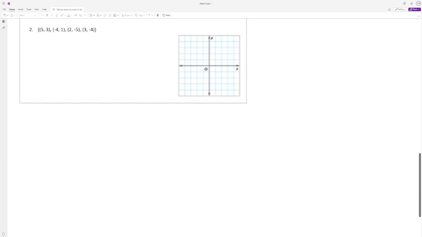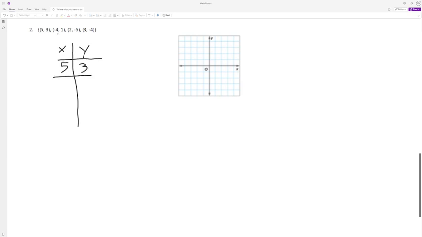Number 2, it's the same kind of problem. We've got 4 ordered pairs. We've got 5, 3, -4, 1, 2, -5, and 3, -4. So we're going to start by writing a table. X, Y. Our first ordered pair is 5, 3. So we're going to write 5, the X value in the X column, 3, the Y value in the Y column. The next pair is -4, 1. We're going to write -4 in the X column and 1 in the Y column.